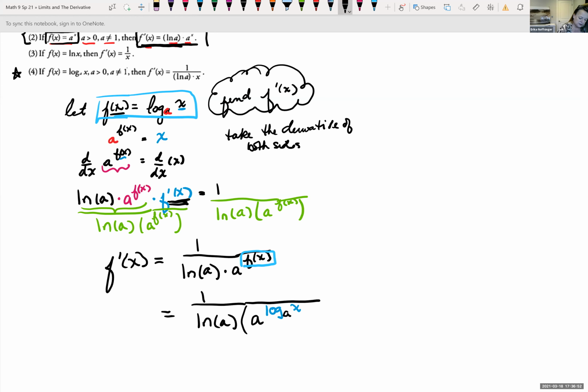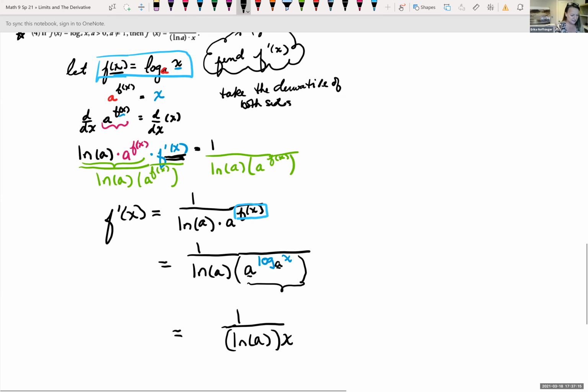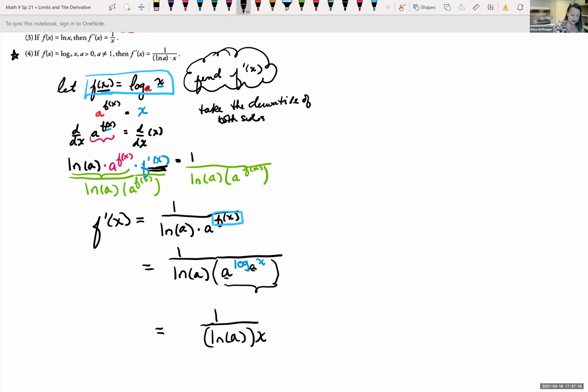Well, rules of logs and exponentials, these are the same base. Our bases are going to clear each other out. And so this is actually just equal to x. So we have 1 over natural log of a times x. And a lot of times you're going to put that x in front because if you have a natural log, it's kind of hard to see. Is that x with the natural log? But it's not, it's times. So we would write it as 1 times 1 over x times the natural log of a. So that's the derivative of log base a of x.